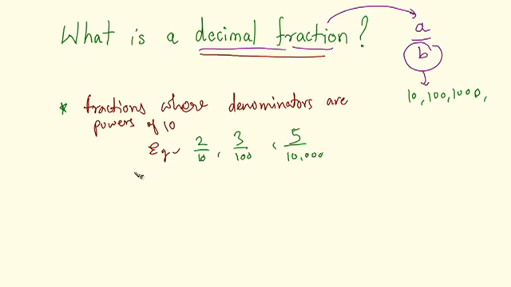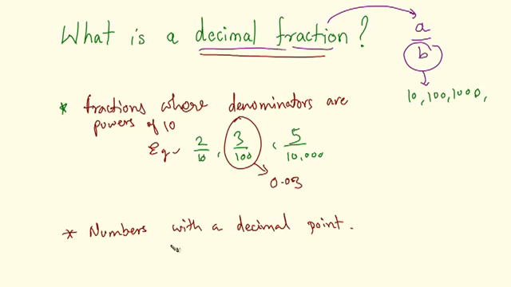Now we can also say that decimal fractions are numbers with a decimal point, because these numbers can be essentially converted to numbers with a decimal point. Like if I can write 3 by 100 as 0.03, so I can comfortably say that those numbers with a decimal point can also be termed as decimal fractions. A few examples are 0.2, 0.03, 5.1, and so on.